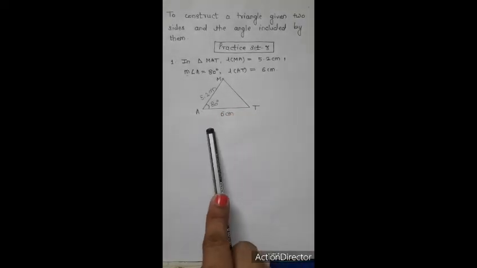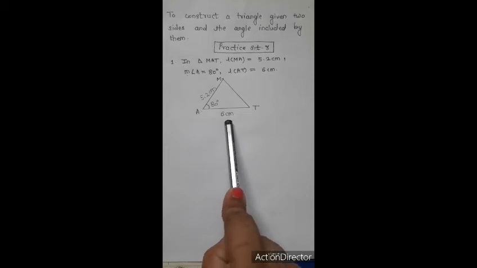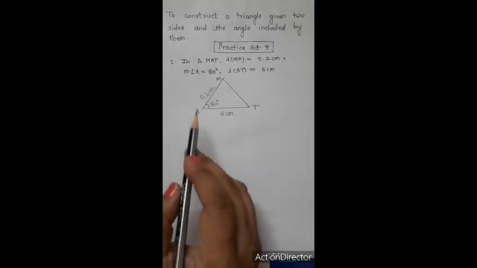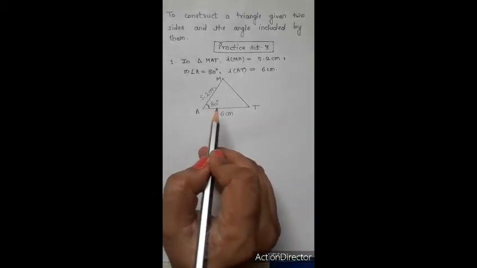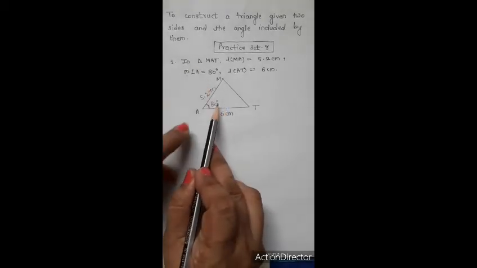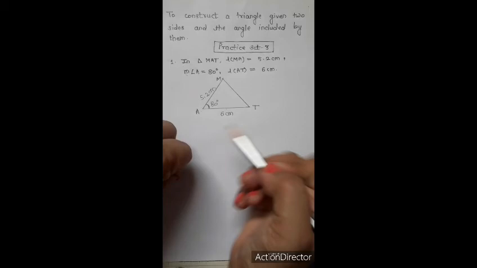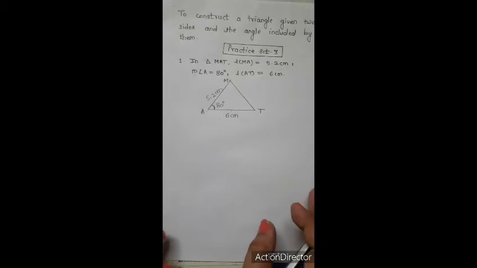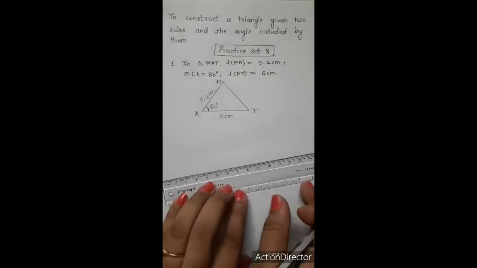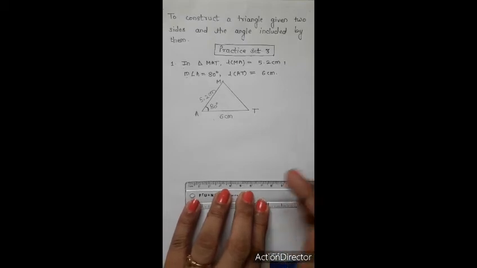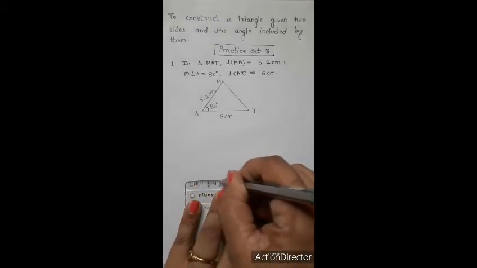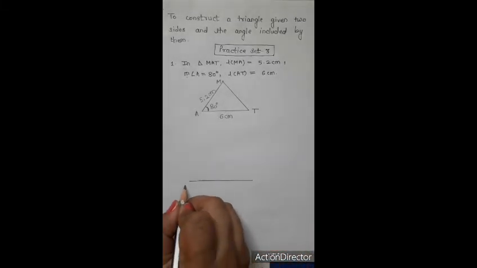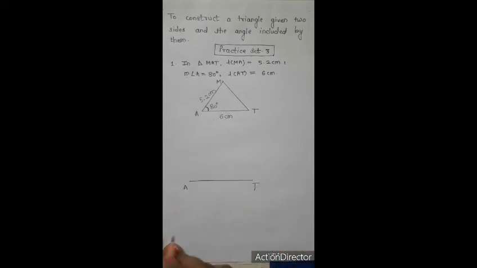So, this is my rough figure where I have a base of 6 centimeters and another side 5.2 centimeters, and this angle A is the angle included by these two sides. Means this angle is included in this one. Okay. Now let's proceed. Very first you have to draw the base. It is 6 centimeters. So measure exactly 6 centimeters and label them as A, T.